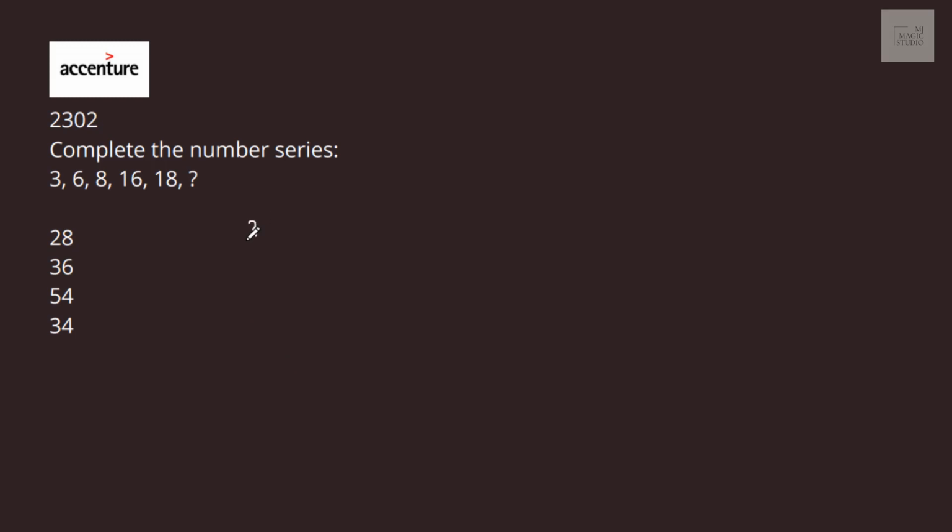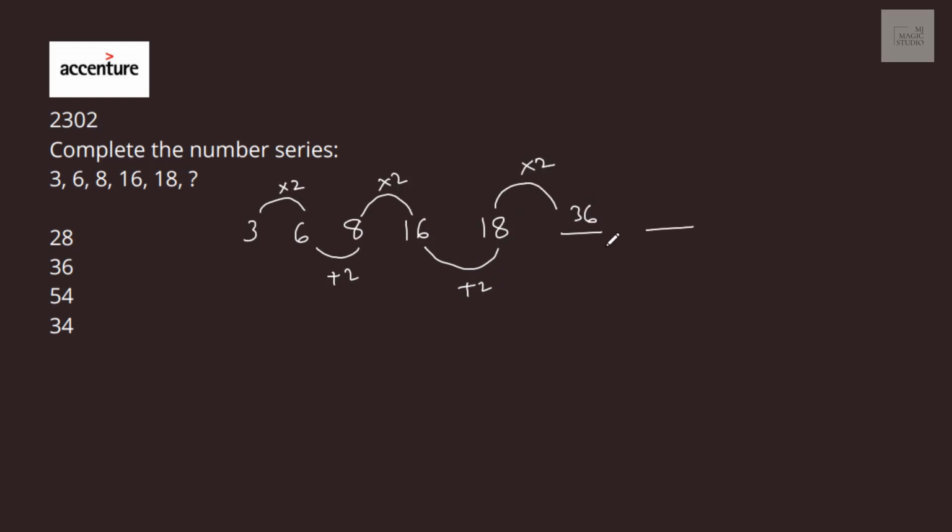Complete the number series. You can see we have 3, 6, 8, 16, 18, and then what will come next? 3 to 6 is into 2, and then 6 to 8 is plus 2. 8 to 16 is into 2, then 16 to 18 is plus 2. So the next should be 18 into 2, that is 36, and if one more number is given, that should be plus 2, that is 38. So the next two numbers would be 36 and 38, but only the next number is asked, so that is 36, that features in option B.